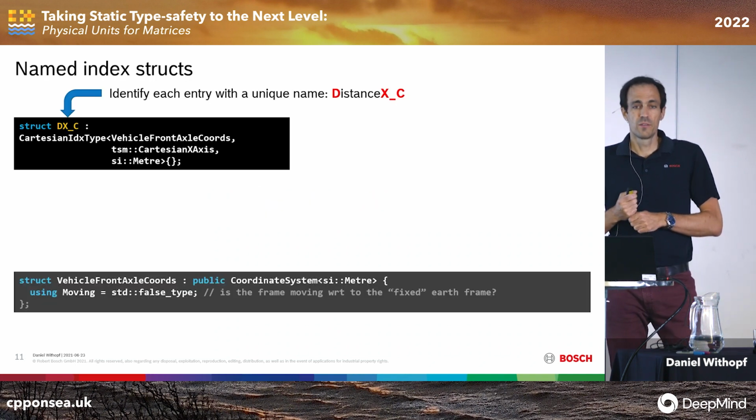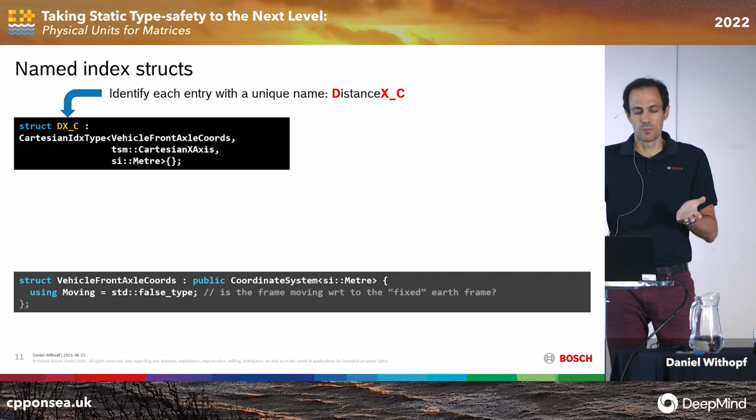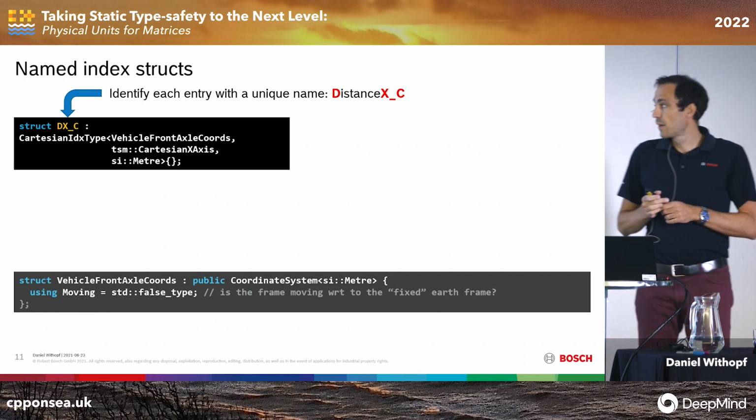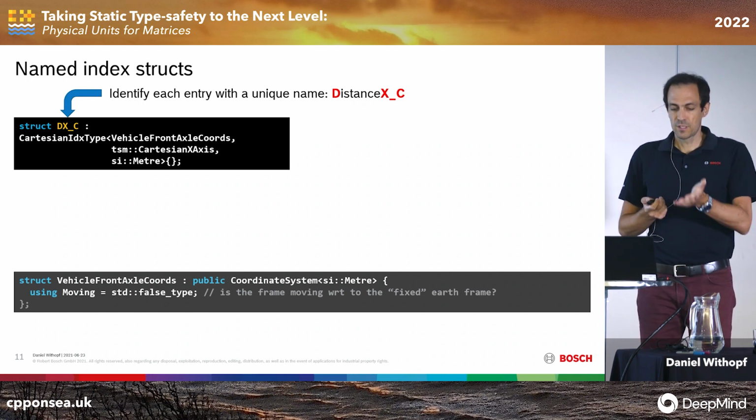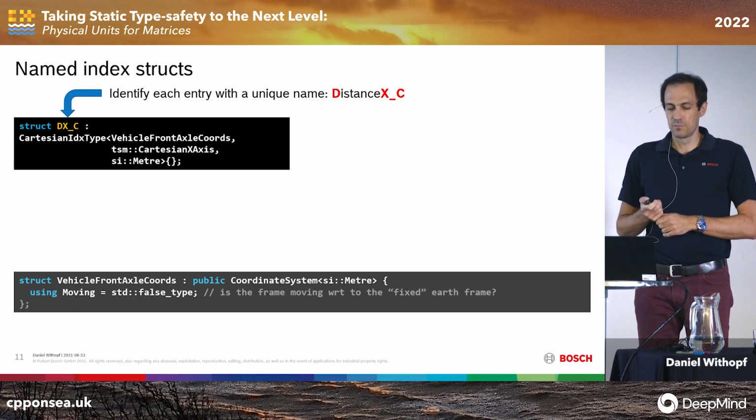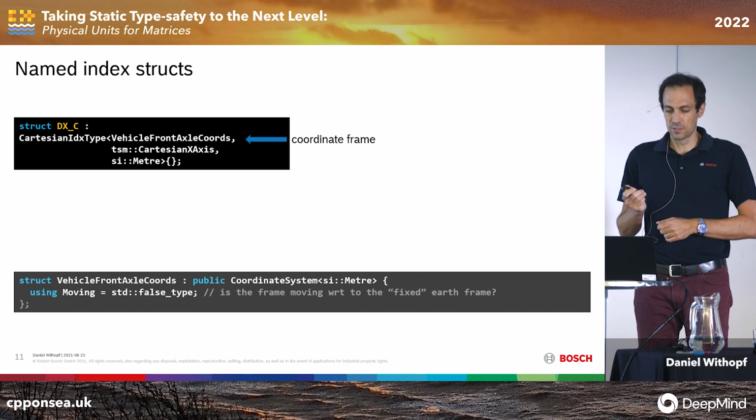So the first ingredient that we need to identify our indices are what I call named index structs. These named index structs identify each entry in a vector or matrix with a unique name. So in this case, I picked dxc, which stands for distance x. The c means Cartesian. That's the Cartesian index.